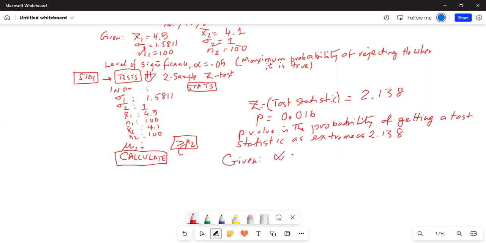Now we have been given alpha equal to 0.05. So P is less than alpha. Decision: reject H0.